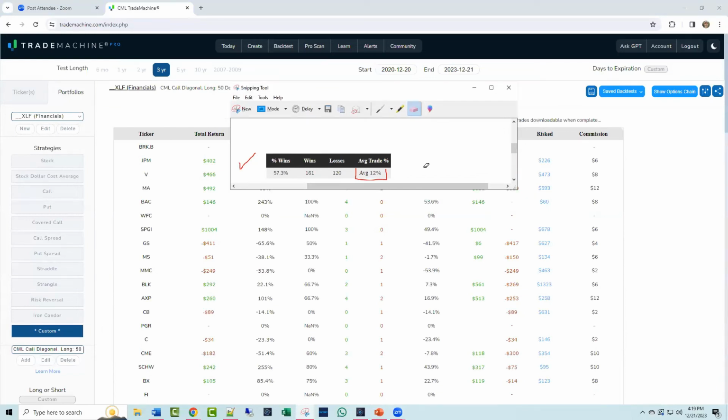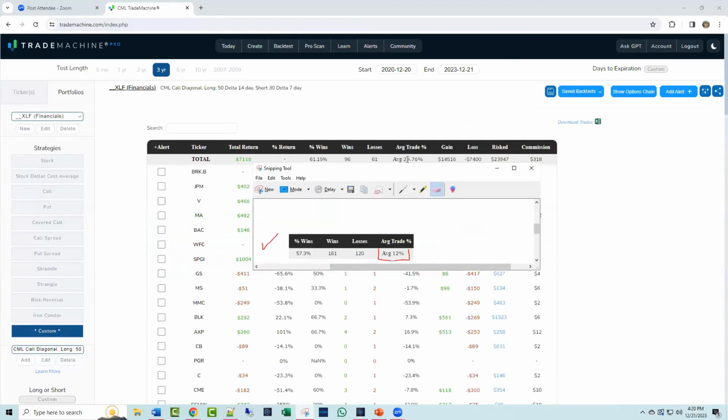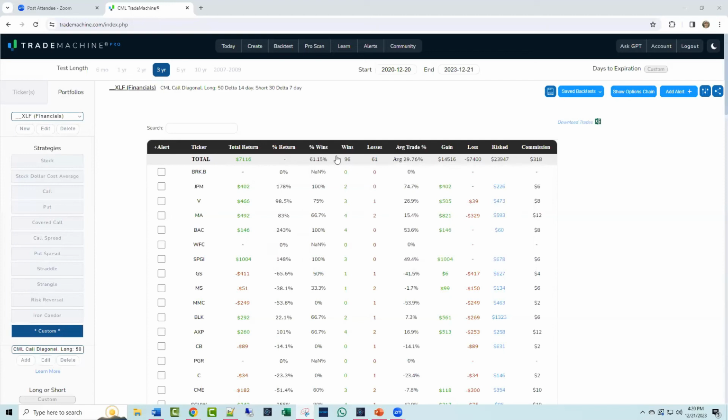Do you guys think financials did better or worse than tech? This is a momentum play. It's pre-earnings. More than twice as good. 30% per week on average, and a 61% win rate. Now, I ask you, do you also want to have some financial stocks in here for this in your alerts? Yeah, I really do.